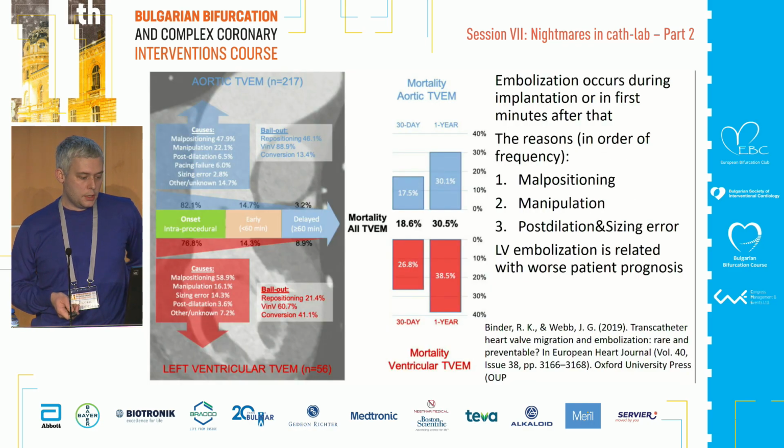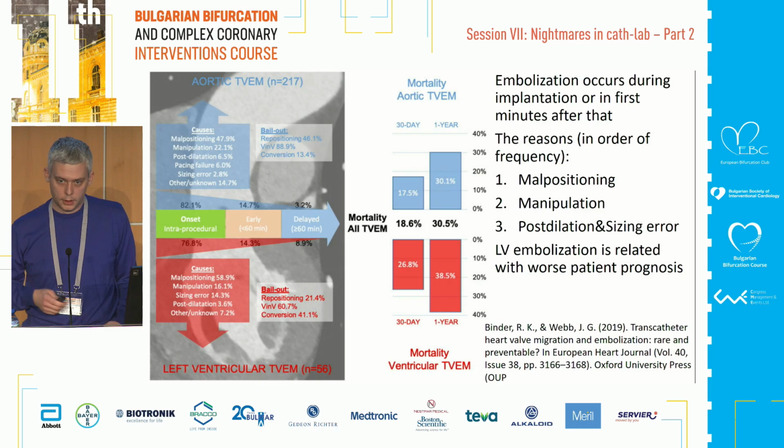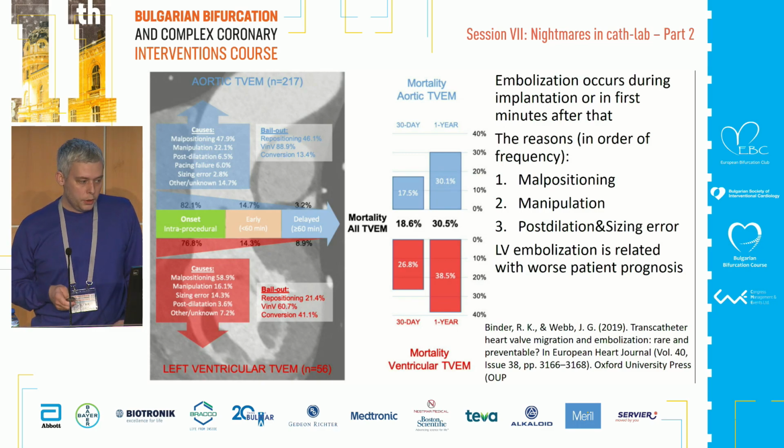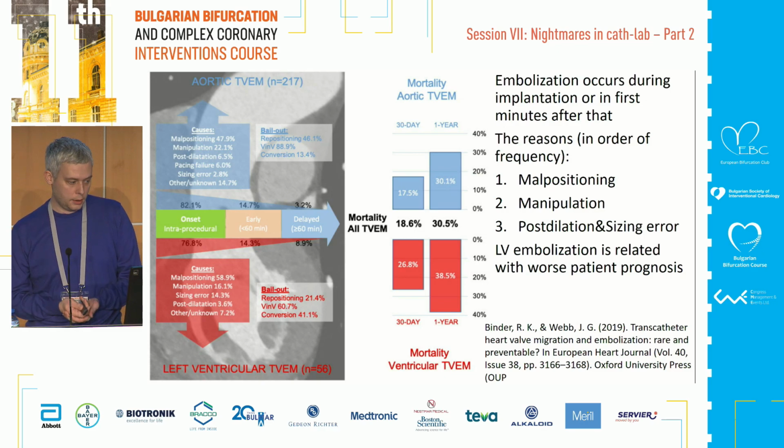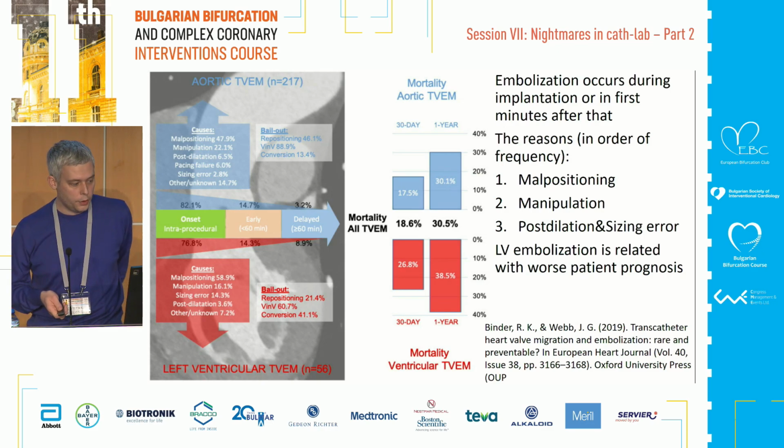So this is a large registry called the TRAVEL registry, with focus on the embolization of a valve. As we know, there are more than 200 patients with 200 embolization events in this registry. And there are two possible directions of embolization of the valves, one to the aorta and the other one to the left ventricle.